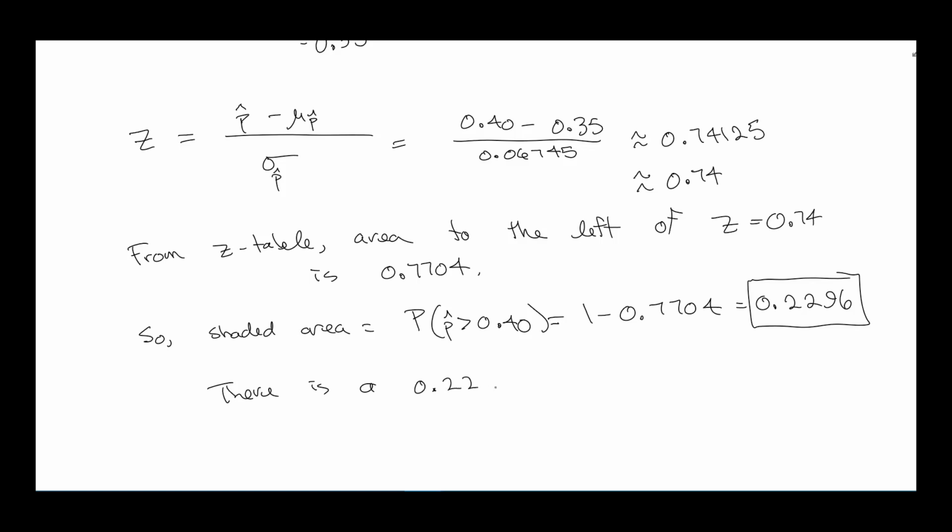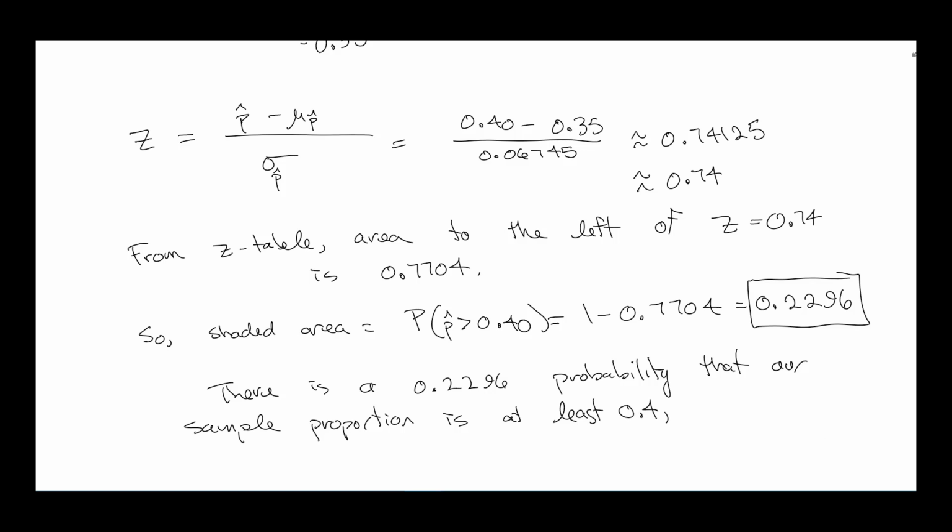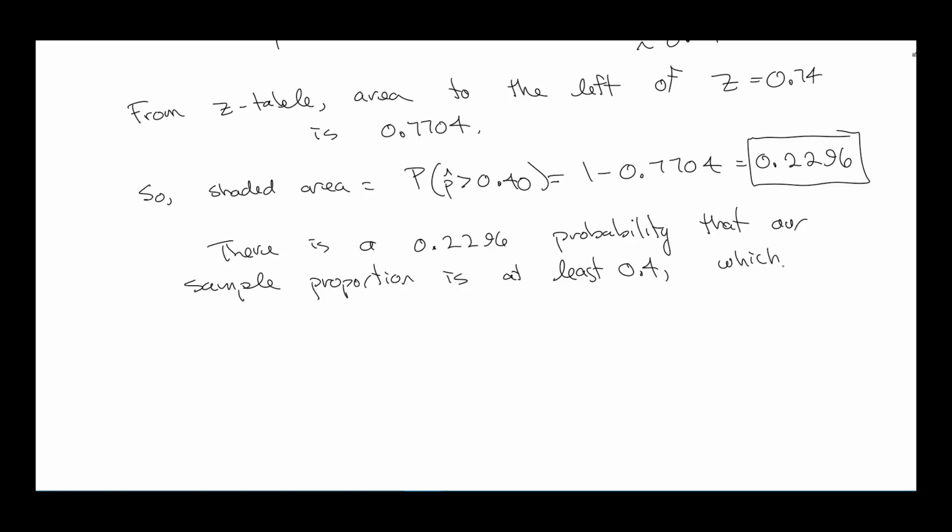Let's just rephrase this so that we know what we found. At least 0.4, and that corresponds to the fact that at least 20 in the sample have a bachelor's degree. And so that's the information that we are after.